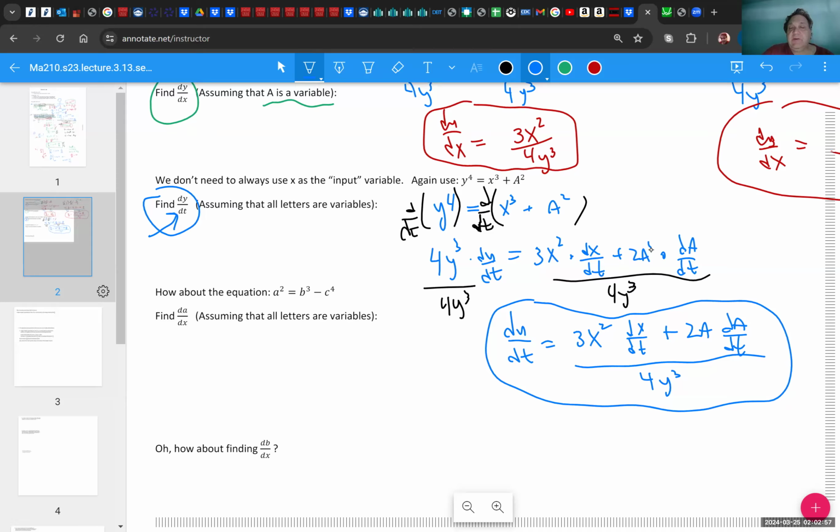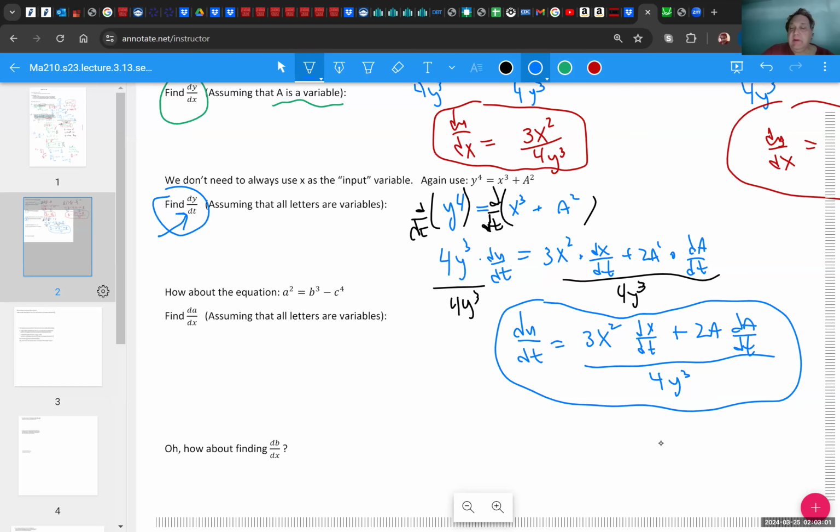All right. And we can do this with whatever letters we want, whatever order we want. It's just very flexible, the chain rule in this way. As long as we have the top variable somewhere, and as long as we differentiate with respect to the bottom variable, we can find any derivative for any of these equations.